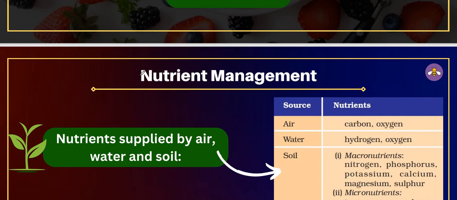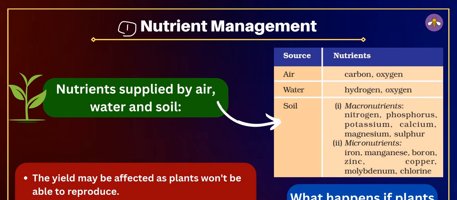So let's get started with it. So very first you have to manage the proper amount of nutrient, and that is by this following chart. I mean, we'll learn about that. Nutrients supplied by air, water and soil. So these are some natural substances or natural things that provide nutrients to the plants. So via air, plants get carbon and oxygen. Through water it gets hydrogen and oxygen, and through soil it gets two types of nutrients, that is macronutrient and micronutrient. Macronutrient means the nutrients that it gets in a large amount, while micronutrient means the nutrients which are given to the plant in a very small amount.